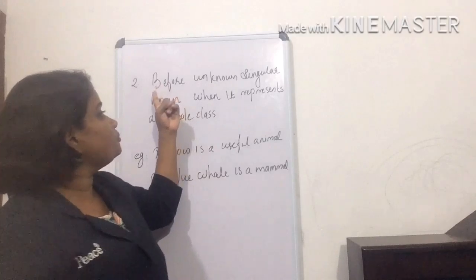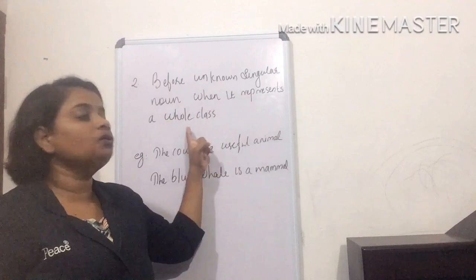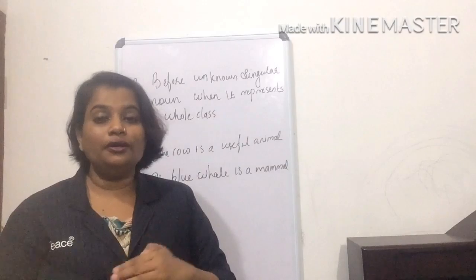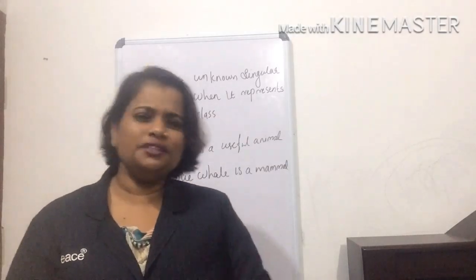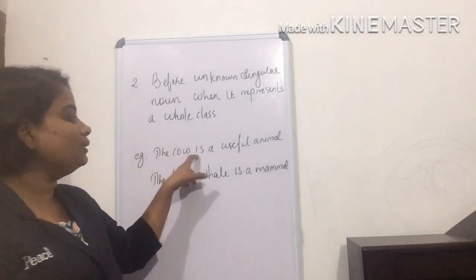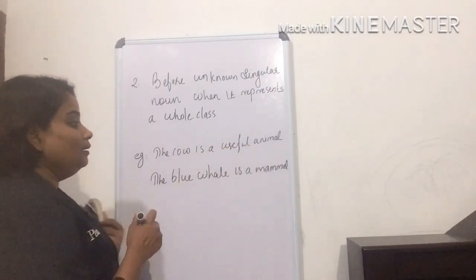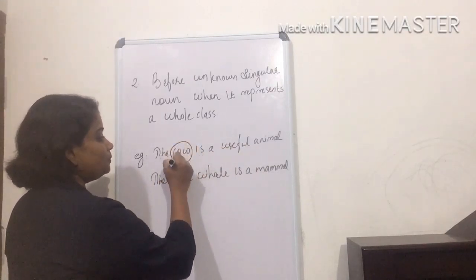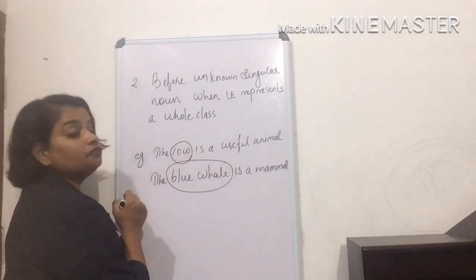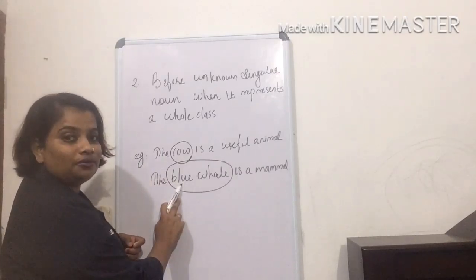The second use is before a singular noun when it represents a whole class. I'll give you the example: the cow is a useful animal. Next example, the blue whale is a mammal. In these two sentences, the cow represents its whole family and the blue whale represents its whole family. That's why we have used the before the noun.